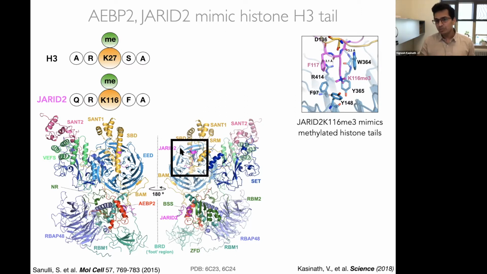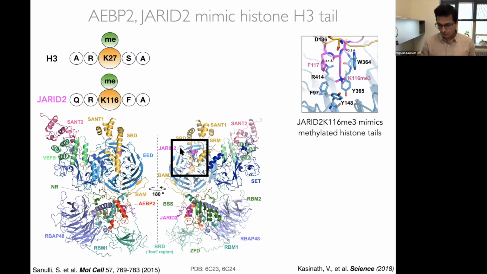This mechanism is important because the interaction of PRC2 with either the JARID2, which is trimethylated, or the histone H3 trimethylation, which is the product of PRC2, is important for allosteric activation. And this has also been observed before from mass spec and biochemical studies.